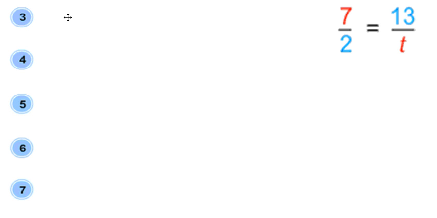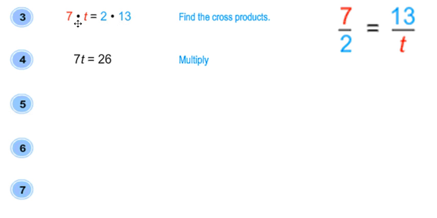Now we can start solving this proportion like before. Remember, the cross products are equal. So we know that 7 times t and 2 times 13 are equivalent. So I found my cross products. Now I'm going to multiply. So 7 times t is 7t, and 2 times 13 is 26. Now I can start to solve.